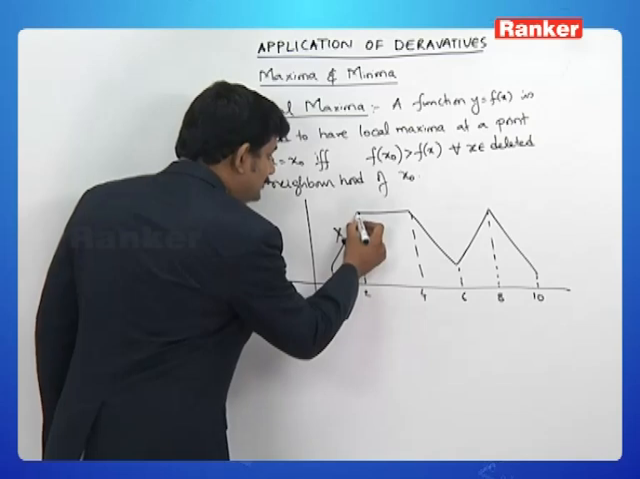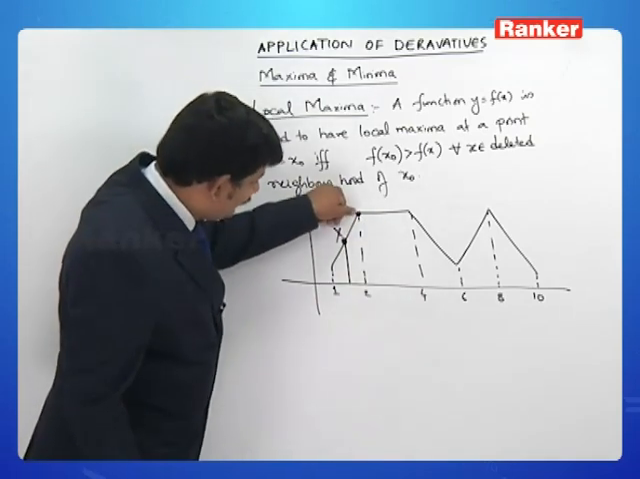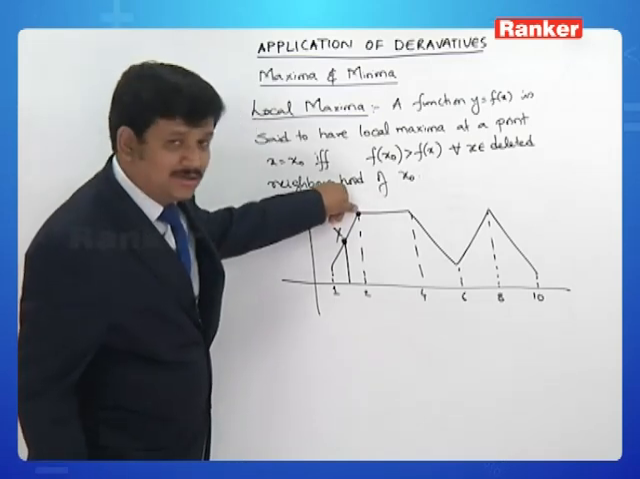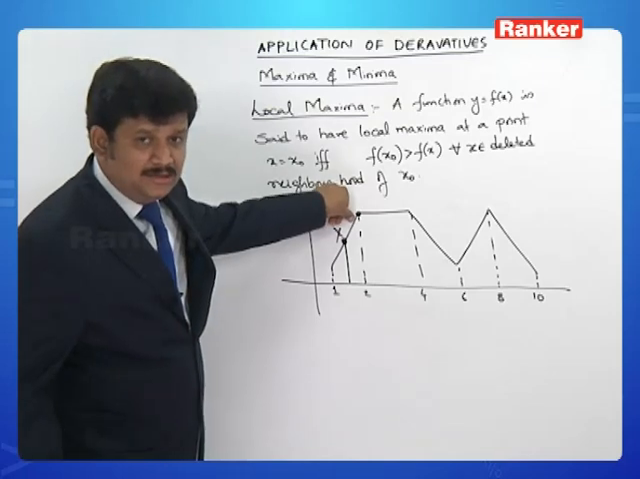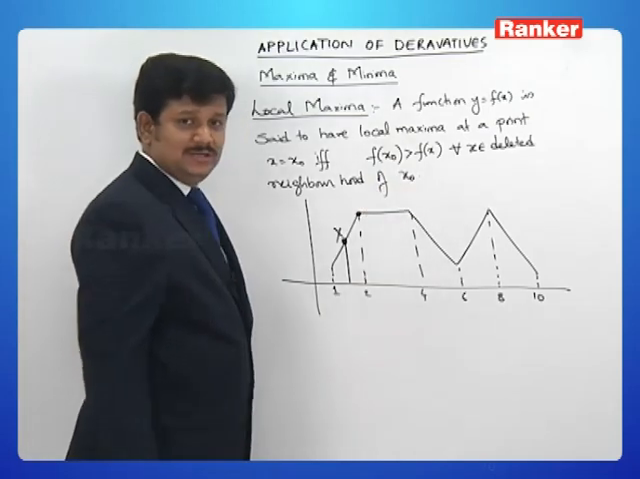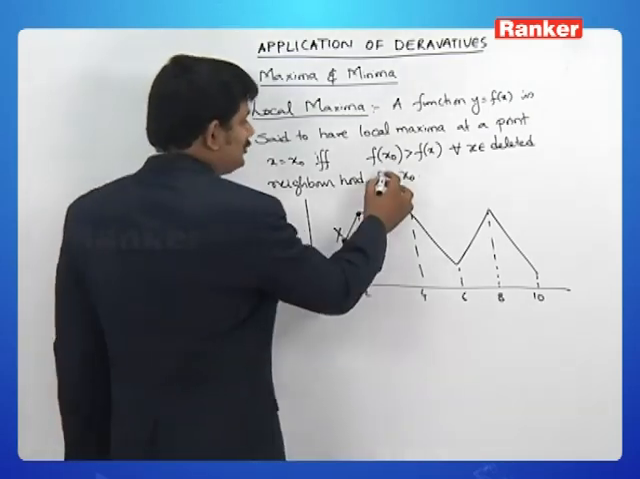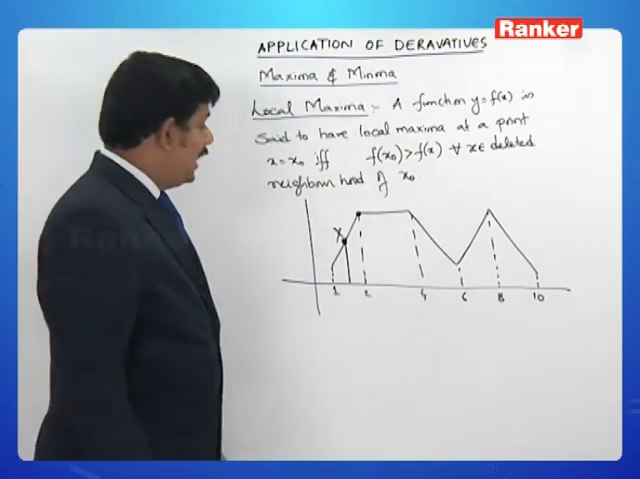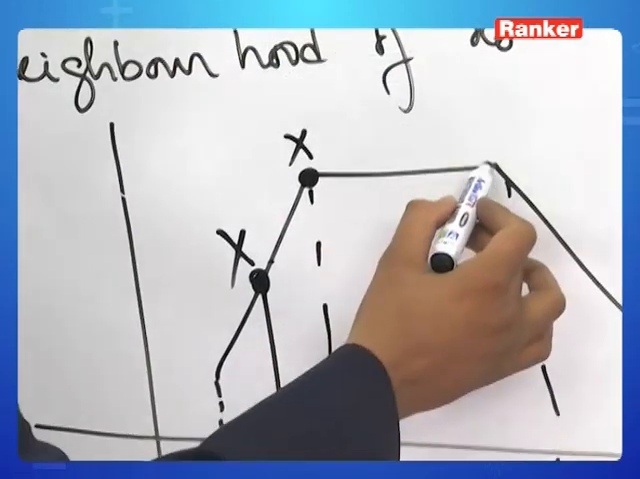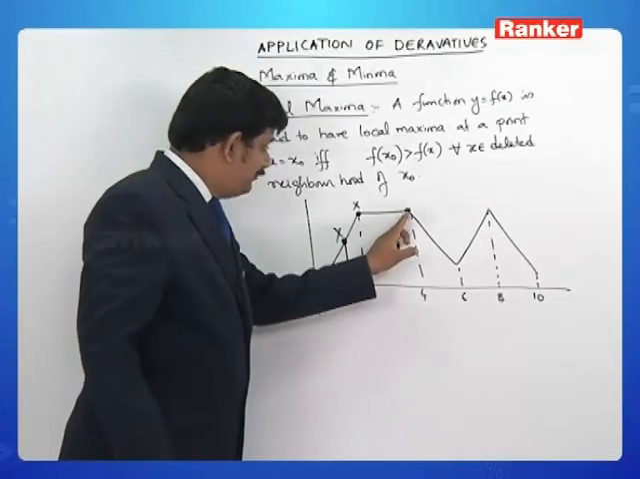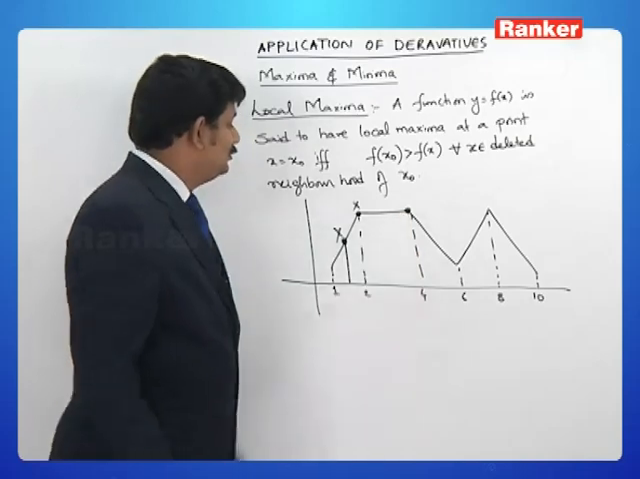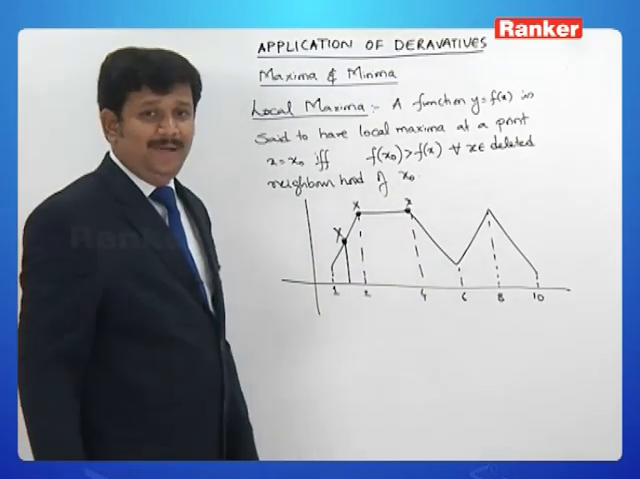Let us observe this point. When we look at the left side, f of x values are smaller than f of x naught. But to the right, the values are all equal to f of x naught. So because of the equality, again this point is not qualified to become a local maxima. Same case here. F of x values to the left of x naught are again equal to f of x naught. So again this doesn't qualify to become a local maxima.